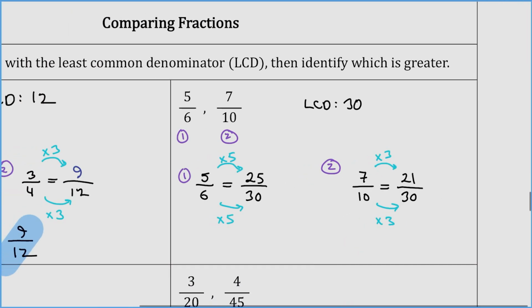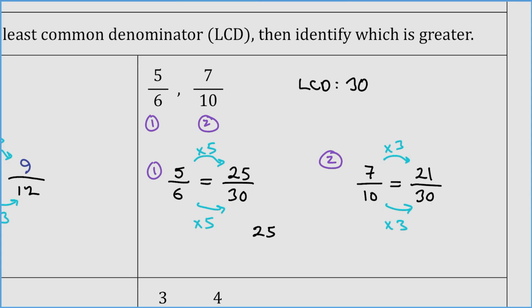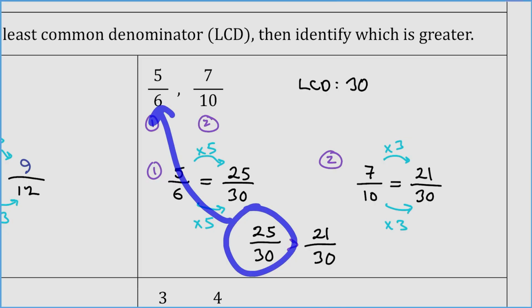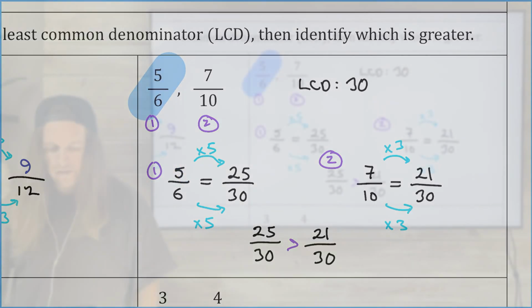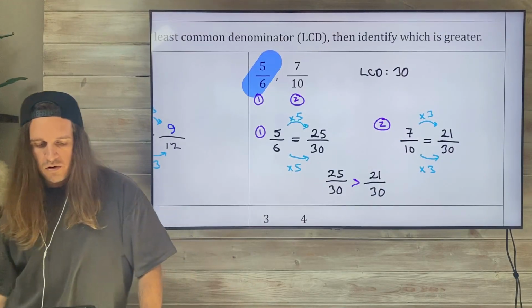So what we're really looking at here is 25 over 30 versus 21 over 30. And we'll see that 25 is bigger than 21. So the larger of the two fractions is the 5/6. The answer is 5/6. 5 out of 6 is more than 7 out of 10.